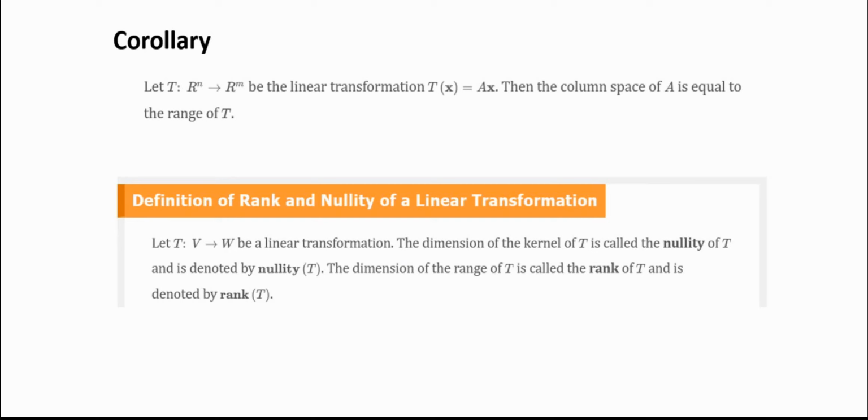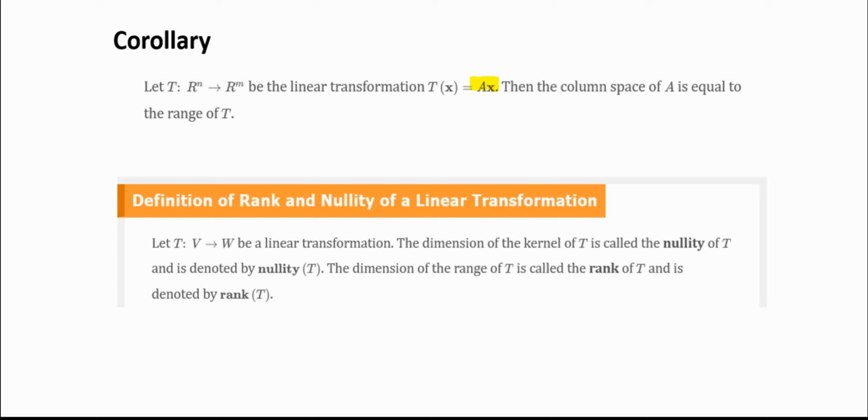Here's the corollary that stems from all that. Let T be a transformation that maps vectors from Rn into the Euclidean vector space Rm. Both are Euclidean vector spaces, Rn and Rm. Here, T is a transformation defined by matrix multiplication by A. Then the column space of A is equal to the range of T. So that's really just a fabulous conclusion, that the column space of A is equal to the range of T. I don't think we'll use it, but anyway, that is a good consequence to come to.